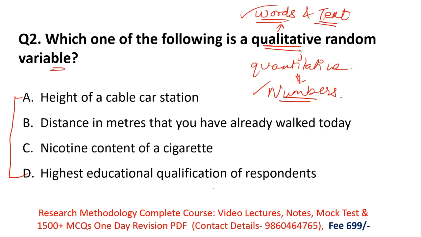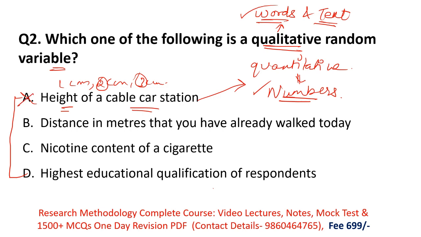The name qualitative itself defines the meaning, which shows quality, and quantitative means quantity, which gives us the idea about quantity. That means numbers, basically. So one by one we'll see which option indicates a qualitative variable. Option A is the height of a cable car station, maybe 1 centimeter, 2 centimeter, 3 centimeter. Here you are getting the answer in the form of numbers, 1, 2 or 3. That means this is a quantitative variable, not a qualitative variable. So option A is the wrong answer.